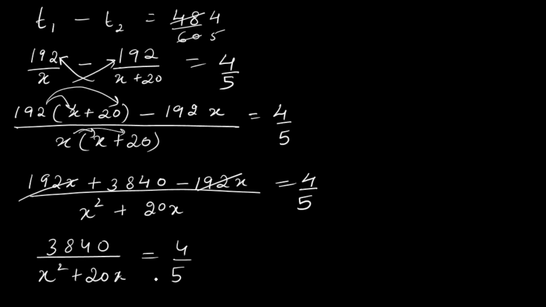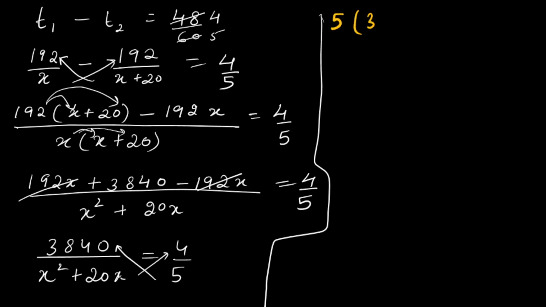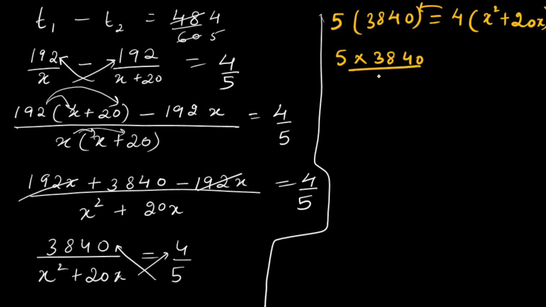Let's do cross multiplication. So 5 into 3840 is equal to 4 into x square plus 20x. Let us shift this 4 also to this side, because here cancellation is possible. Here this 4 is getting multiplied; if I shift it to this side, it will get divided, and we can do cancellation. 5 into 3840 by 4 is equal to x square plus 20x.